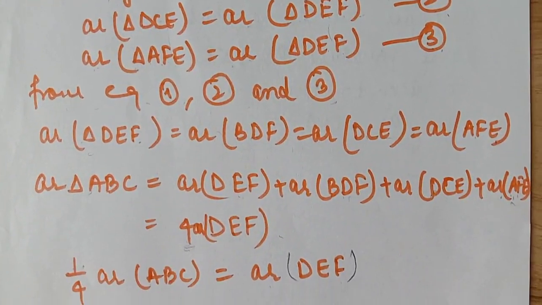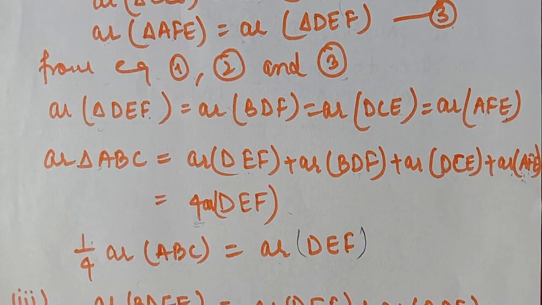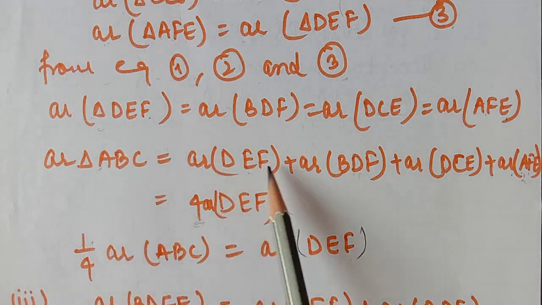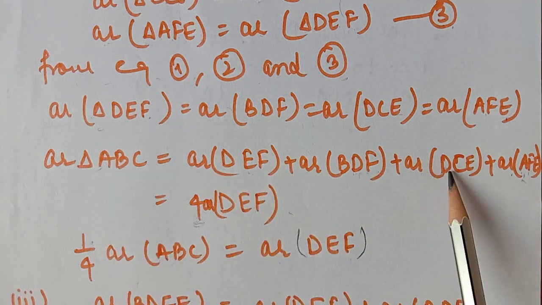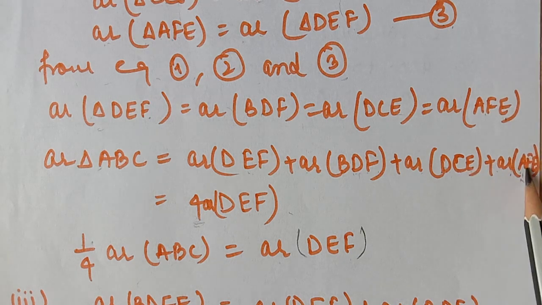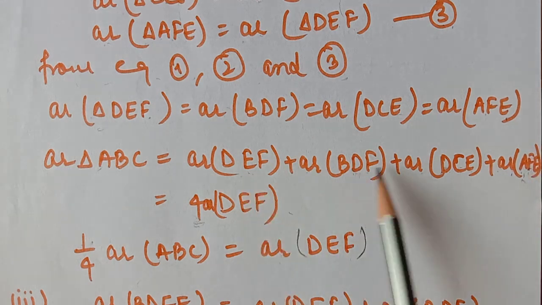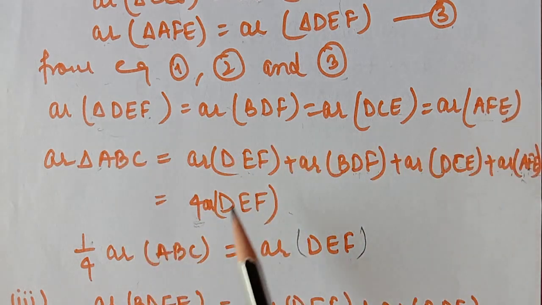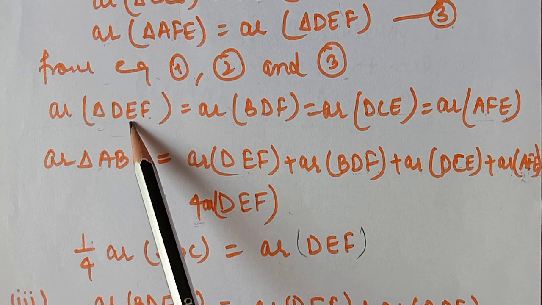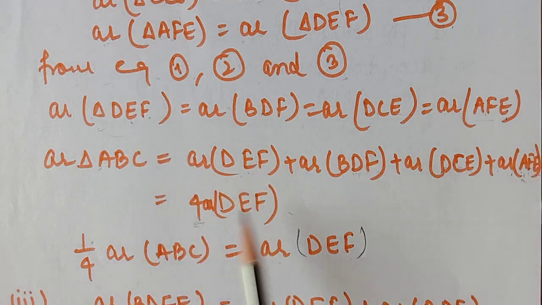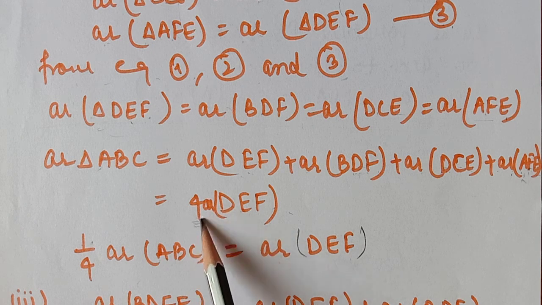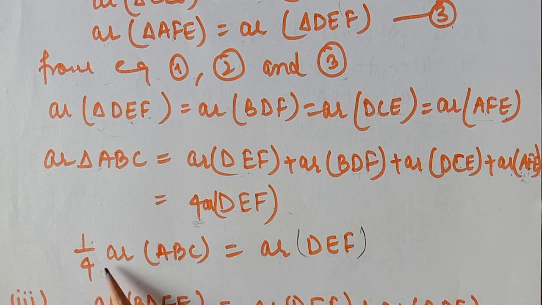If the four triangles are equal to each other, then we know very well that area of ABC is equal to area of DEF plus area of BDF plus area of DCE plus area of AFE. Since all four areas are equal, we can replace all four with any one triangle. I choose to replace with the triangle DEF. So we now have four times the area of DEF. When 4 is in multiplication and we shift it to the other side, it becomes division. So area of DEF is equal to 1/4 of area of ABC.